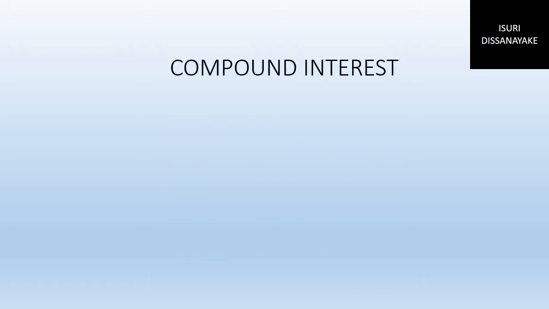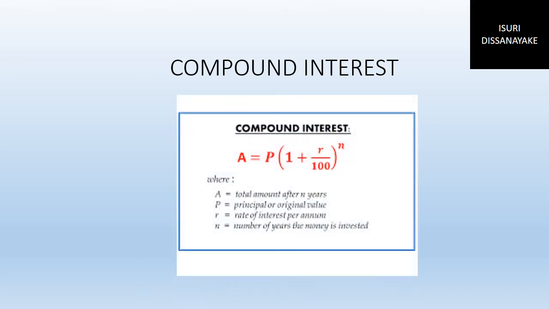Compound interest. This is the formula for compound interest. In this formula, A is the total amount that you earn after n years. P, the principal or original value. R, the interest rate per annum. N, the number of years the money is invested.